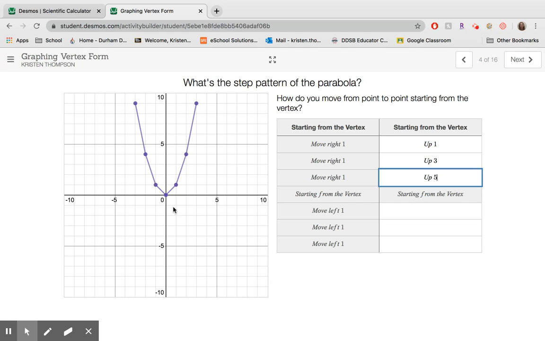Okay, and then we start back from the vertex and we go to the left side. I move over 1, up 1. Move over again to the left 1, I'm moving up 3. And then over to the left again 1, I'm moving up 1, 2, 3, 4, 5. So again, it's the same thing. Since the right side is equal to the left side, it's going to be up 1, up 3, and up 5.